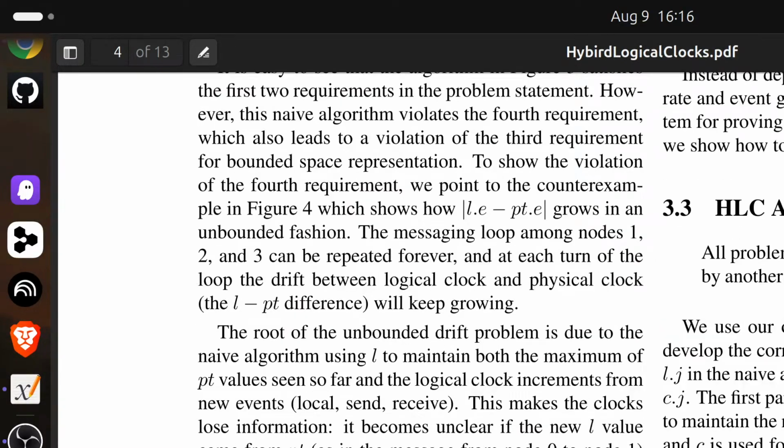Okay, HLC: all problems in computer science can be solved by another level of indirection. David Wheeler.